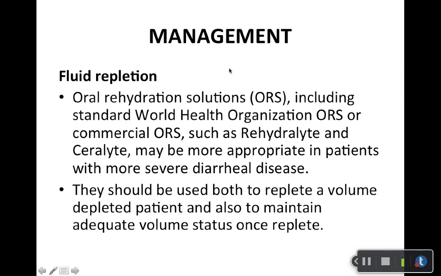There are commercially available products. They're called oral rehydration solutions, or ORS. They have a couple of brand names here.